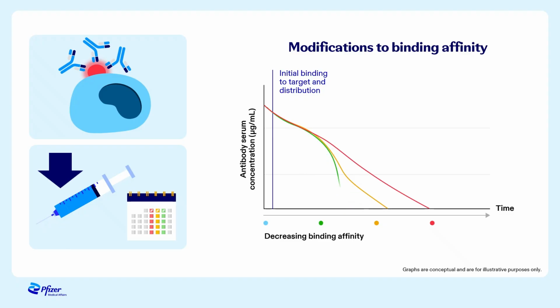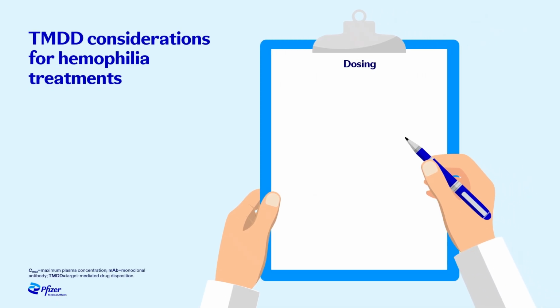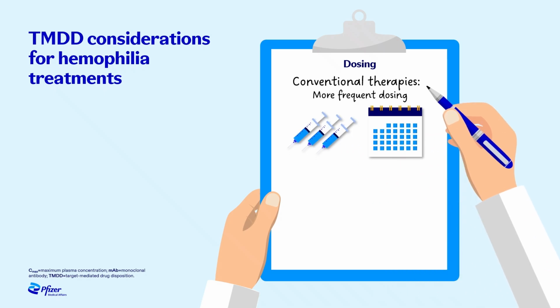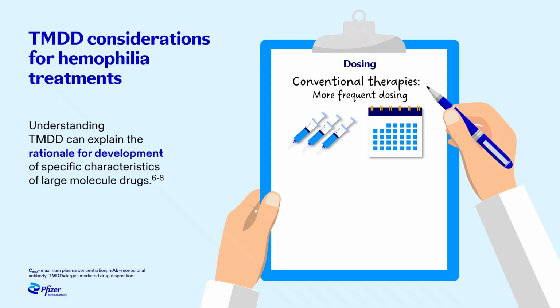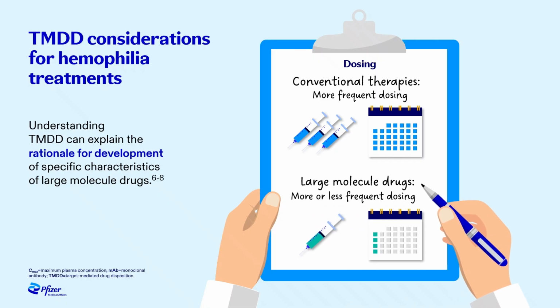A drug that has been modified to have a lower affinity may exhibit slower clearance rates and may offer less frequent, fixed dosing for patients. Healthcare providers may be accustomed to managing dosing with conventional treatments for hemophilia, such as factor VIII or IX replacement therapies. Understanding TMDD could help explain why some large molecule drugs are more effective at certain doses or within specific time intervals.